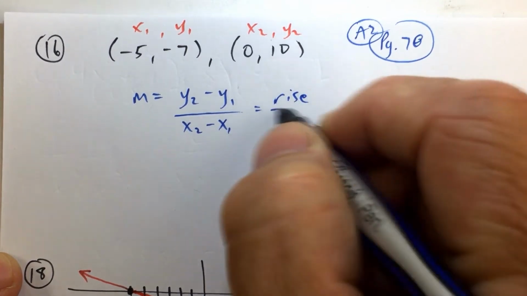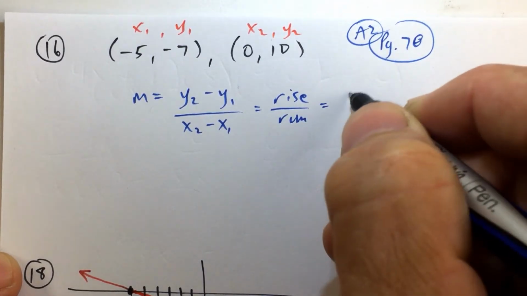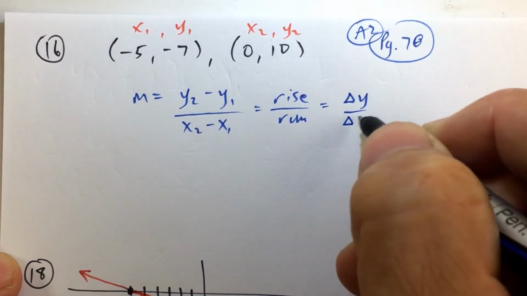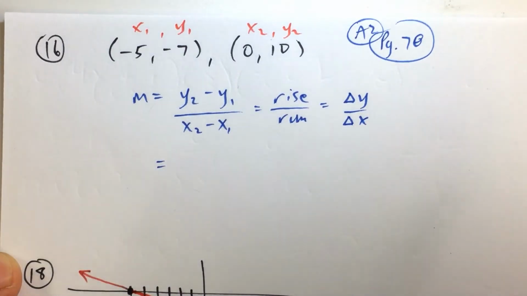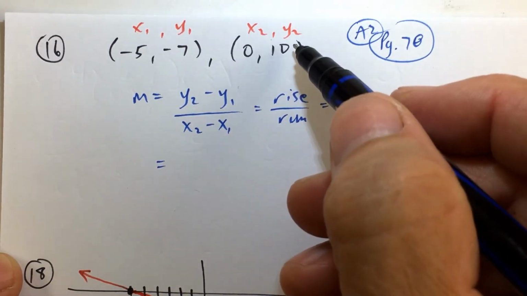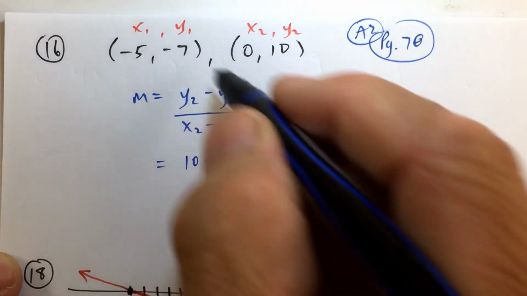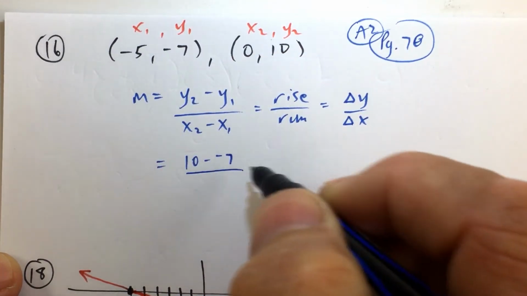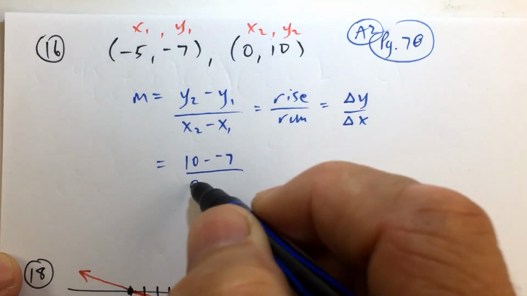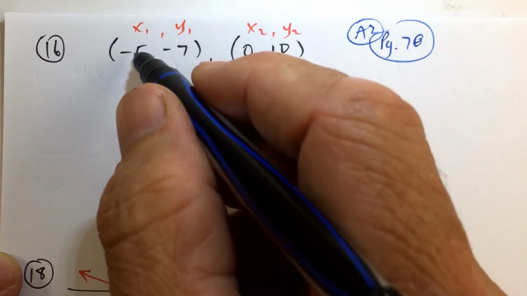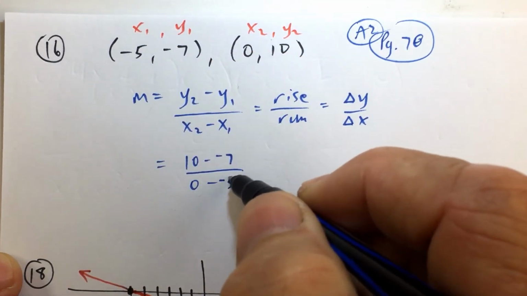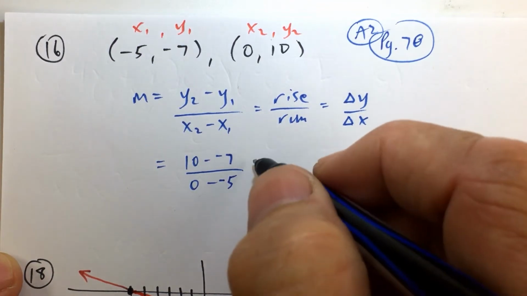We could also call it rise over run. We can call it the change in y over the change in x. Any way you slice it, you have to find the difference in the y-coordinates. So we're going to take our y2, which is 10, minus our y1, which is negative 7, over our x2, which is 0, minus our x1, which is negative 5.